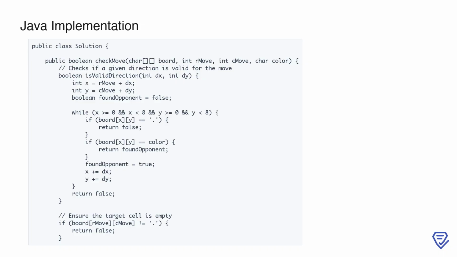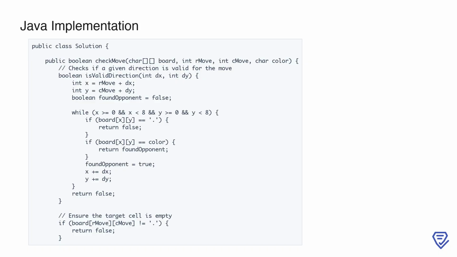The function starts by calculating the next position from the given move and initializes a Boolean foundOpponent to track if we encounter any opponent pieces along the way. As long as we remain within the bounds of the board, we check the contents of each cell. If we encounter an empty cell, the sequence is invalid, and we return false. If we encounter a cell with the player's color, the move is valid only if we previously found at least one opponent piece. If neither condition is met, we continue moving in the specified direction.